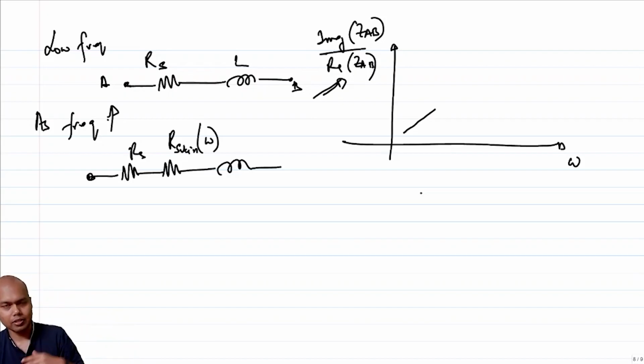I mean, it increases. The imaginary part is increasing as omega times L, and due to the R skin, the real part will also start increasing, but at the square root of omega, right? So basically, the slope of this curve is going to reduce. So I'm going to see something like this.